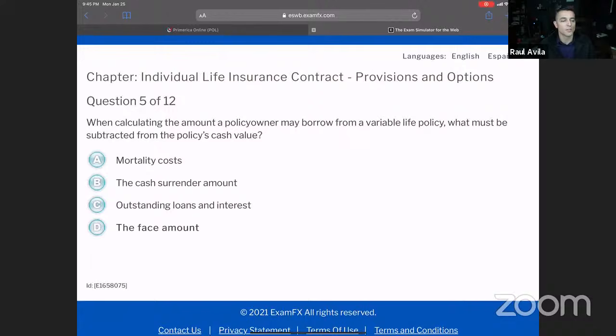All right, number 5. When calculating the amount the policy owner may borrow from a variable life policy, what must be subtracted from the policy's cash value? Mortality cost, the cash surrender amount, outstanding loans and interest, the face amount. What must be subtracted from the policy's cash value?